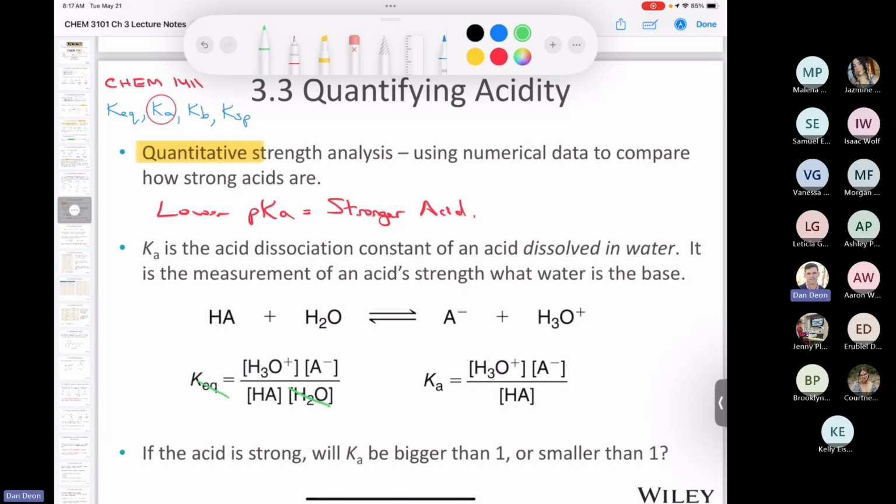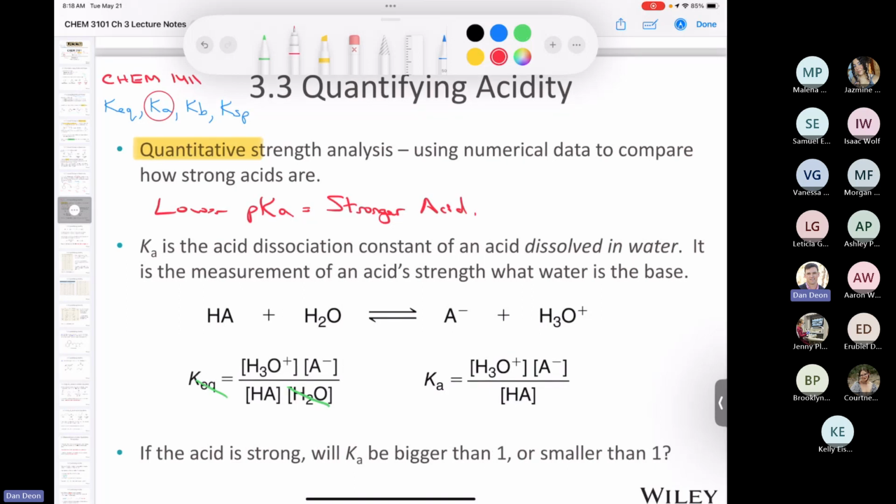The reason we can do that is because the concentration of water is constant, so you don't have to worry about the concentration of water. Anyhow, now we get that Ka is equal to the concentration of each of the products, and their product, divided by the concentration of the weak acid. Remember that these square brackets represent concentration in moles per liter.